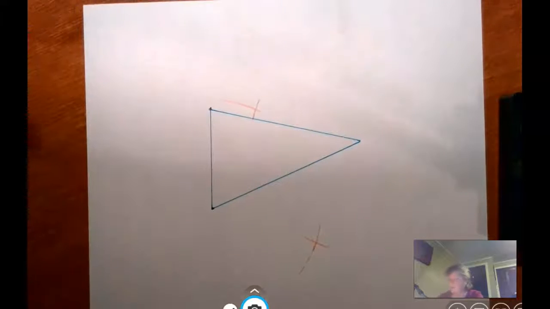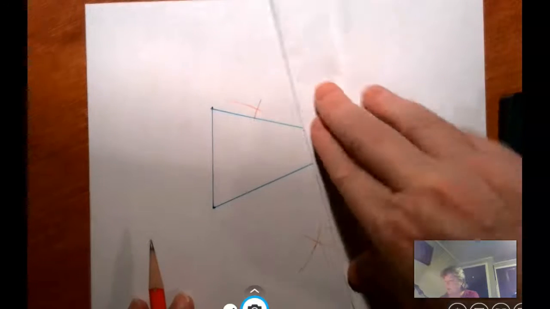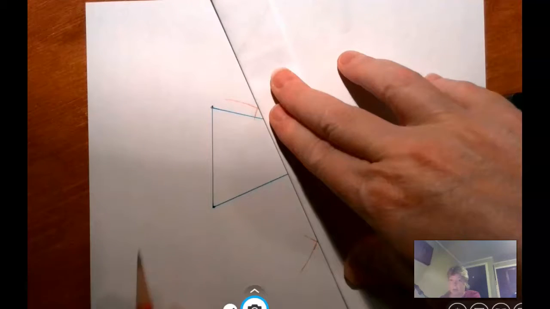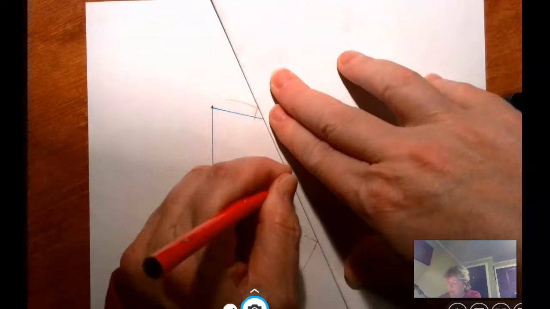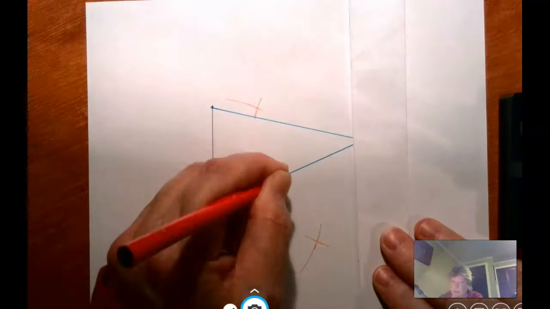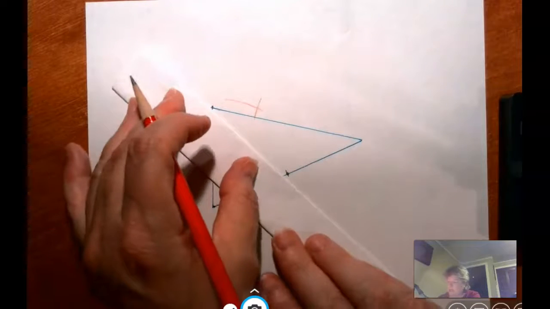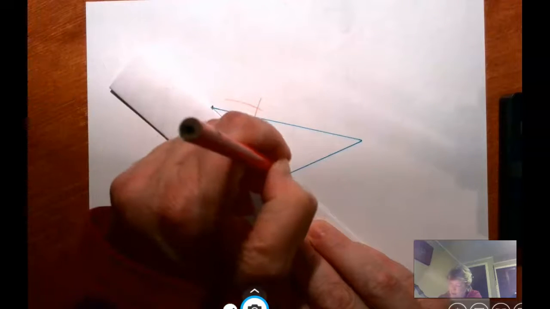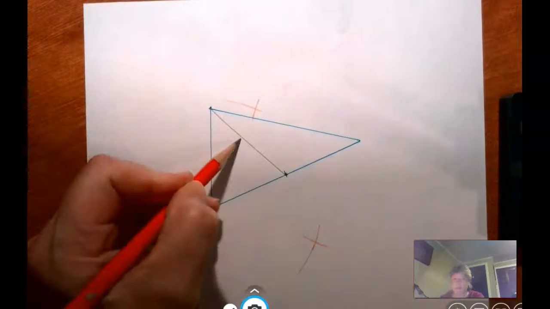So there and there. Now again, the reason I did this is so that I could locate the midpoint. I'm not actually going to draw in the whole perpendicular bisector because that's just going to get in the way. So here, I want that point right there. So that's my midpoint. The median then will be if I connect that to this vertex on the opposite side. So this right here is a median.